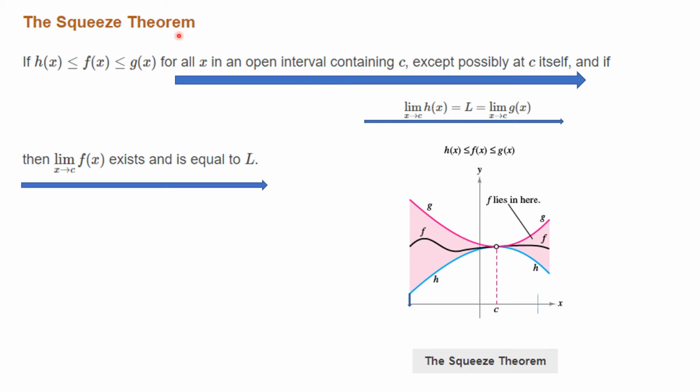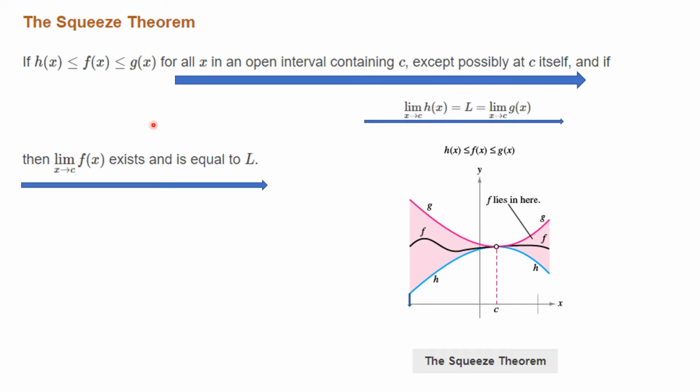I'm going to restate this squeeze theorem. I know we stated it in class already. So the squeeze theorem says if f of x is caught in between h of x and g of x for all x in some open interval containing c, except possibly at c itself, because we're going to be talking about the limit as x tends to c, which has nothing to do with what happens at c.